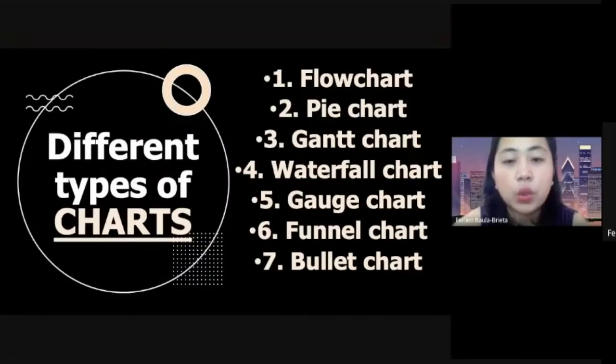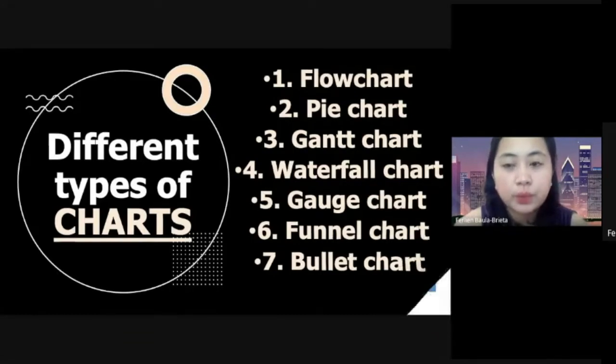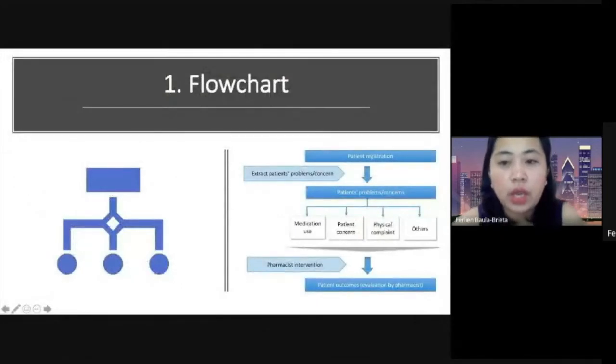Okay, so we have 7 types of charts that we'll be discussing this morning. The flow chart, pie chart, Gantt chart, waterfall chart, gauge chart, funnel chart, and bullet chart. Okay, so to start with, we have here a flow chart.